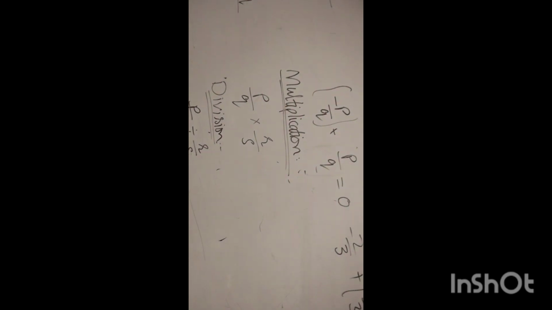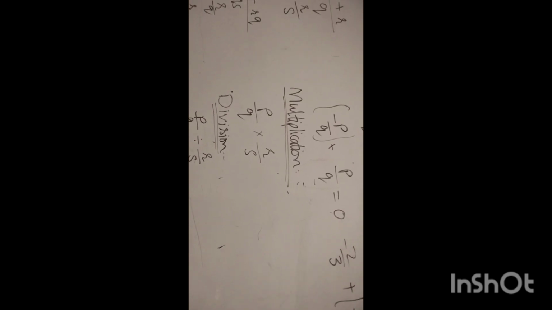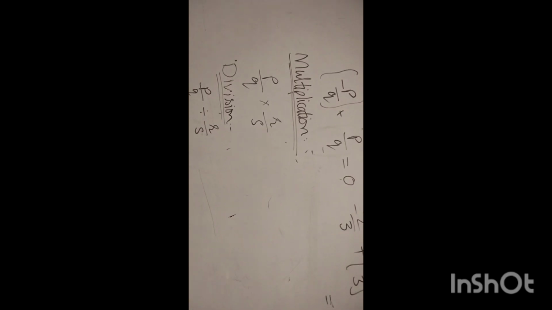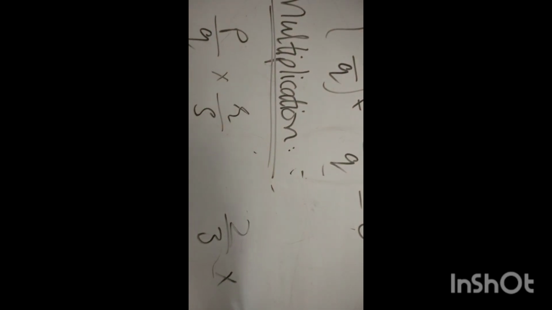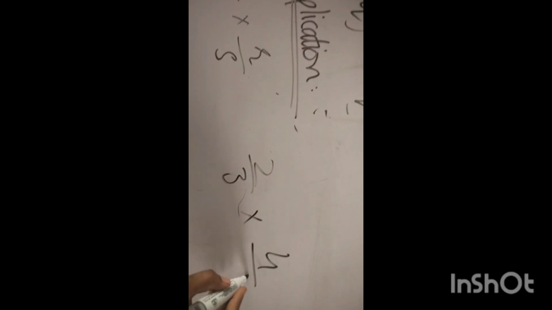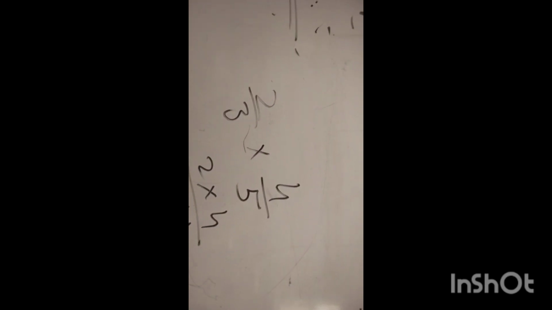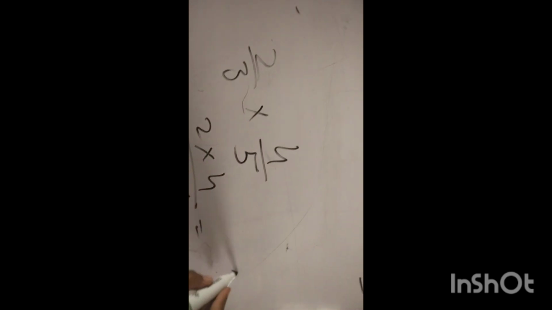Next is multiplication. So multiplication is very simple. When we multiply rational numbers, we just have to multiply the numerator with the numerator and the denominator with the denominator. Let's suppose 2/3 multiplied by 4/5. So we have to multiply the numerator with the numerator, 2 multiplied by 4, and 3 multiplied by 5. So 8/15. It's very simple.